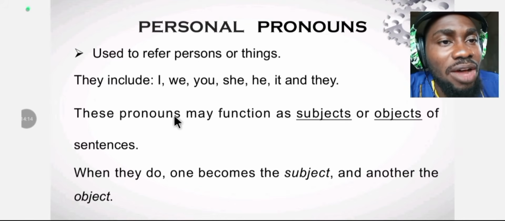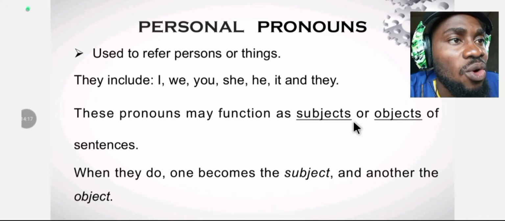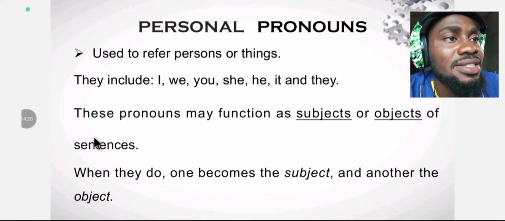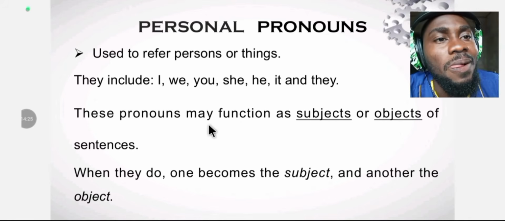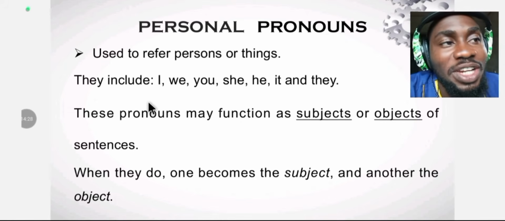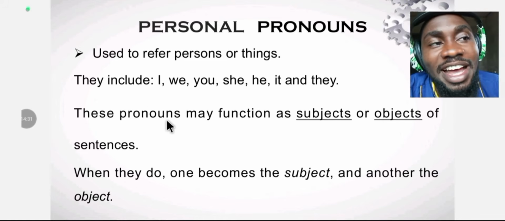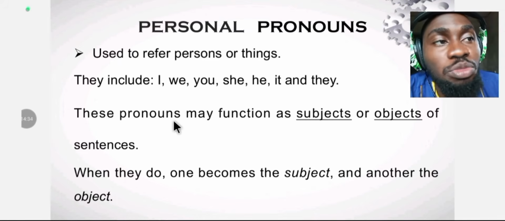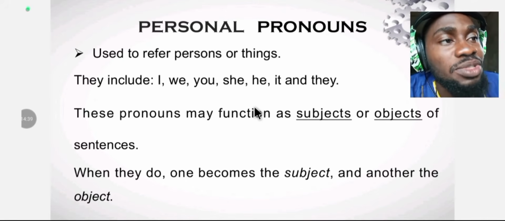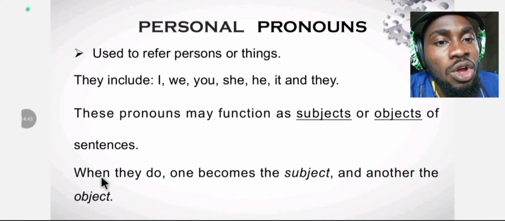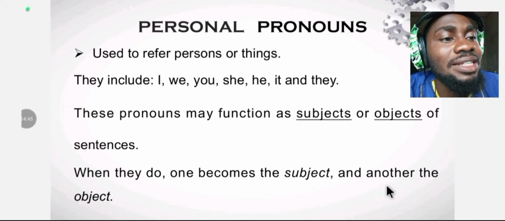These pronouns may function as subjects or objects of a sentence. But not all of them can function as a subject, and not all of them can function as objects. Some function only as subject, some function only as object, some function both as subject and object. We are going to see that very soon. When they do, one becomes the subject and another the object.